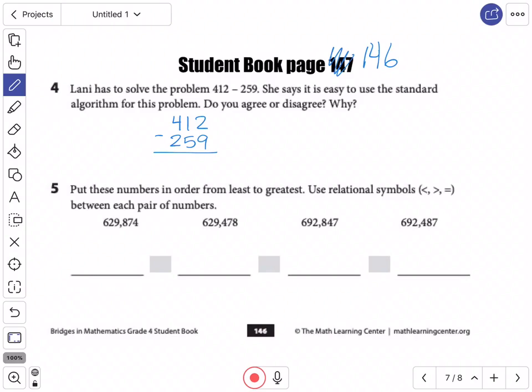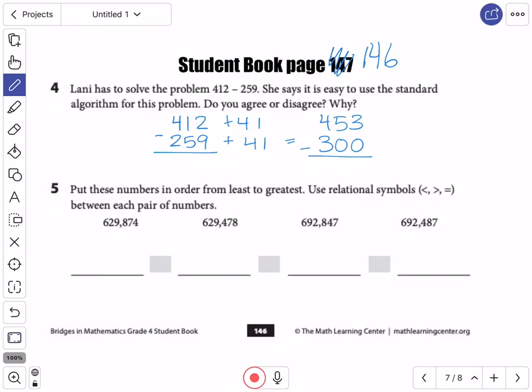I don't, and the reason why is because there's way too much regrouping going on. So I think it would be easier to use the constant difference strategy. What I would do is add 41 to each of these, because that way it'll bring my 259 to 300. And if I add 41 to 412, it's going to give me 453. And when I'm looking at that, it's so much easier to subtract 453 minus 300.